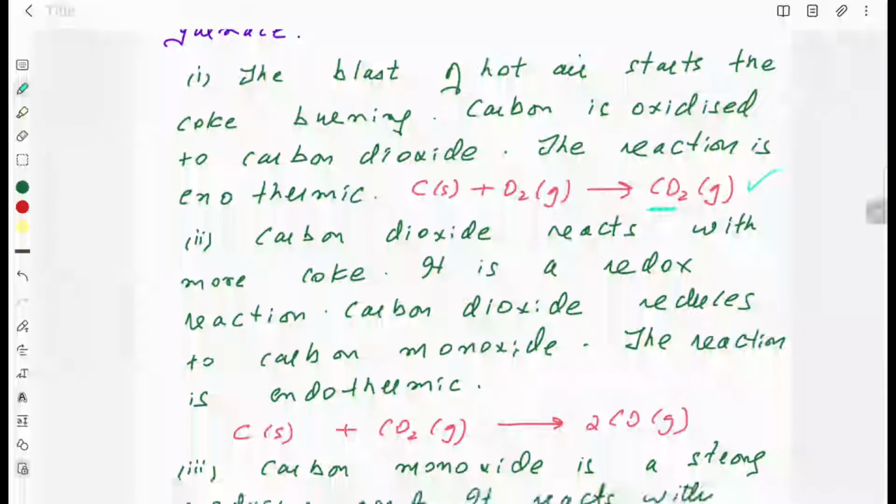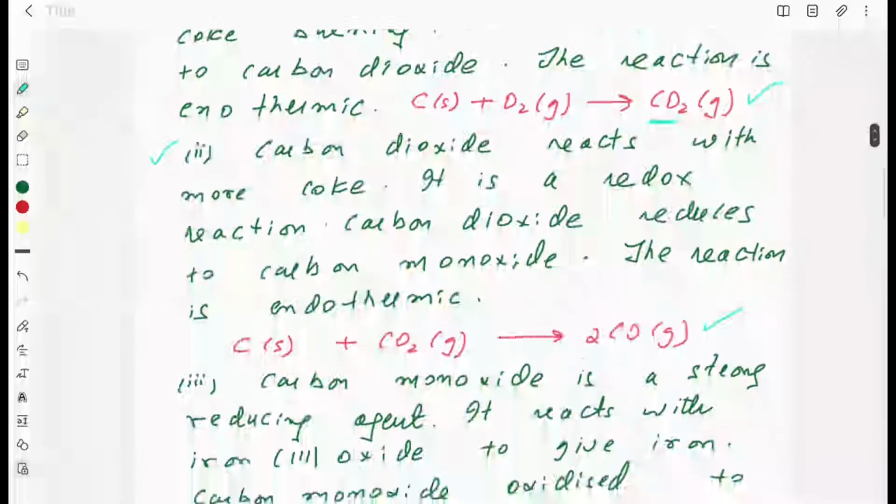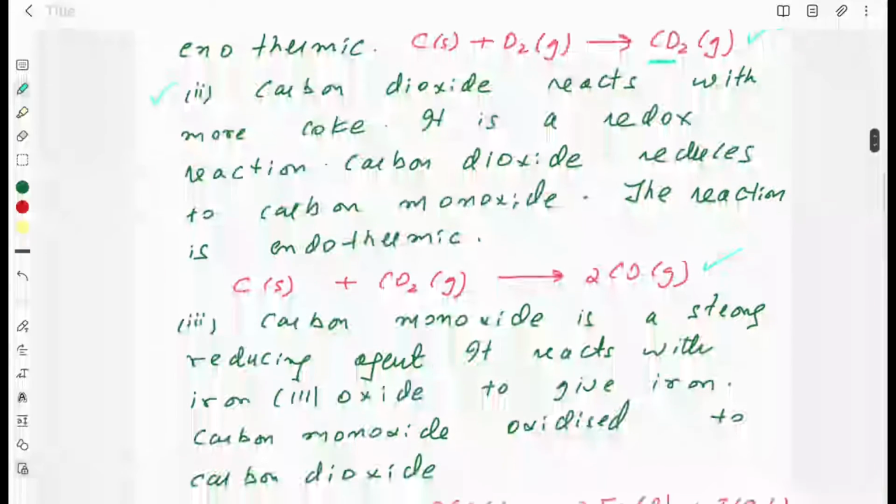In the second step, the carbon dioxide formed reacts with more carbon and produces carbon monoxide. And it's a redox reaction. And this reaction is endothermic. It takes heat from the surroundings.